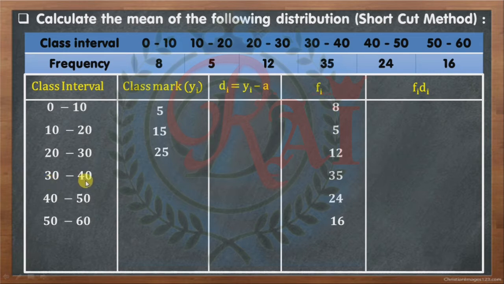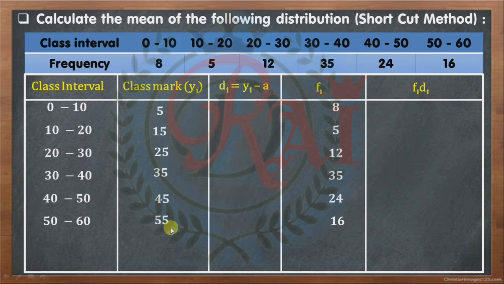30 plus 40 is 70, 70 divided by 2 is 35. 40 plus 50 is equal to 90, 90 divided by 2 is 45. 50 plus 60 is 110, divided by 2 is 55.